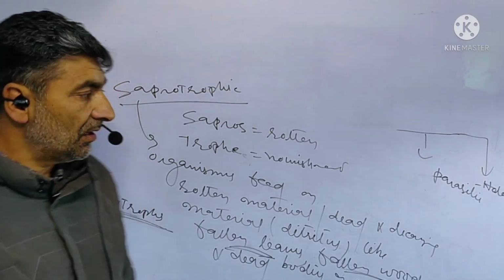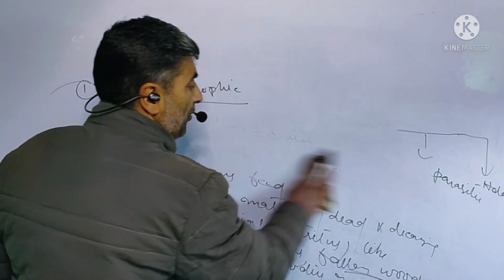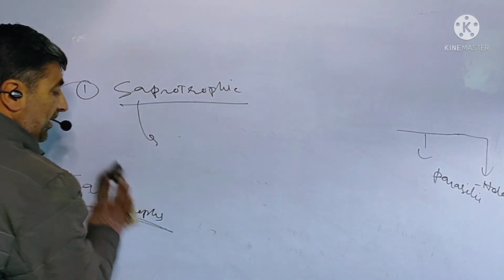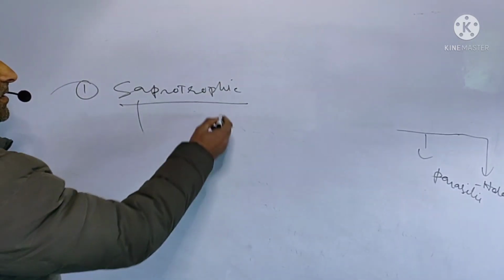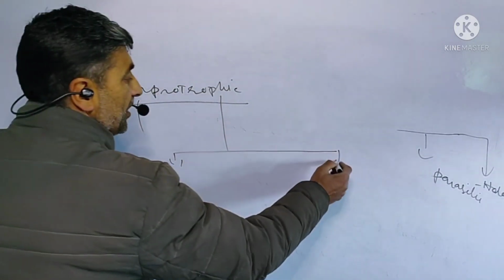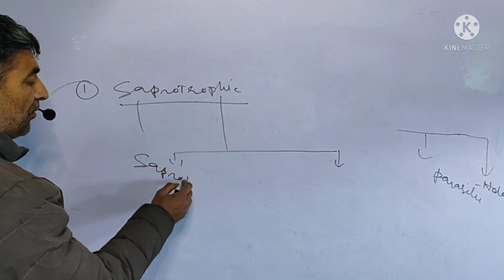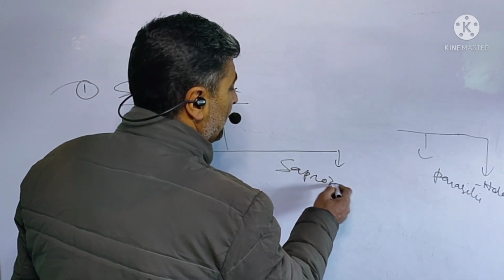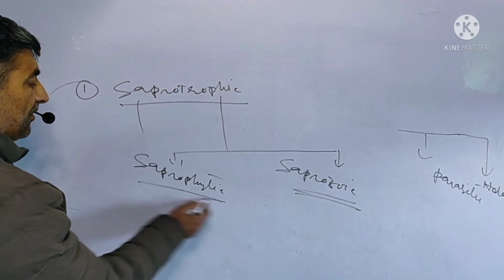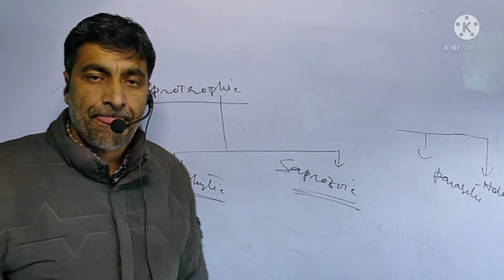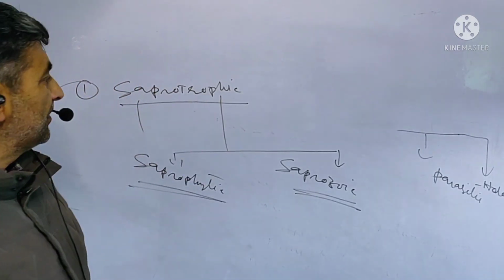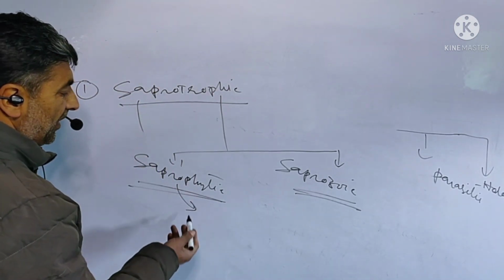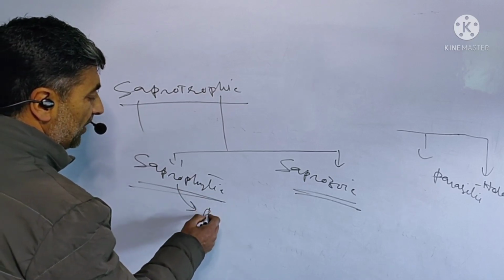Now this saprotrophic nutrition is again divided into two types. Number first is saprophytic nutrition. Number second, saprozoic nutrition. When such type of nutrition is present in plants, it is called saprophytic. Saprophytic nutrition is present in plants.